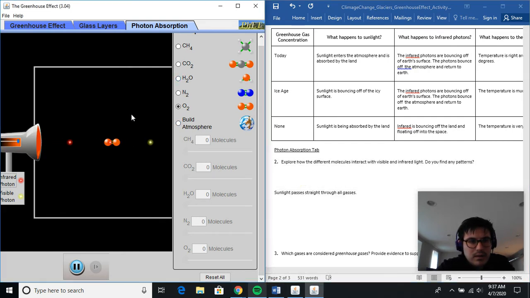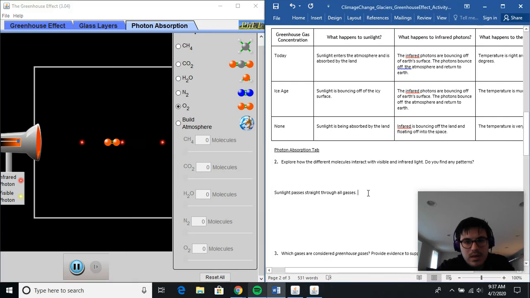However, infrared light bounces off of methane, carbon dioxide, and water. It passes straight through nitrogen and oxygen. So maybe the pattern is, for now, if the molecule has hydrogen, infrared will bounce.